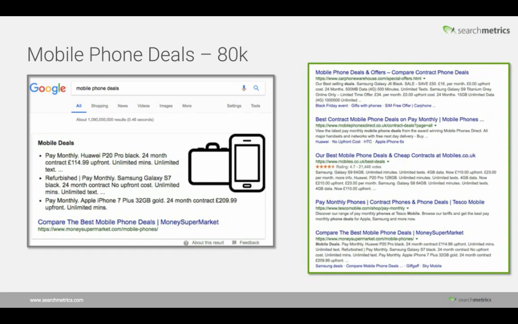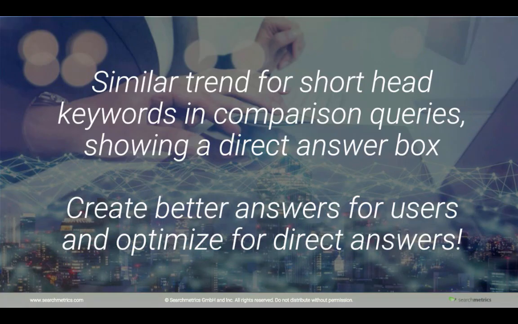So you have ads, then you have the direct answers there, and you have a lot of websites having more informational content. Okay, so a similar trend for short head keywords in comparison queries. So also showing a direct answer box, so highly informational-driven intent searches. And the takeaway here is to create better answers for users and optimize with direct answers as well.